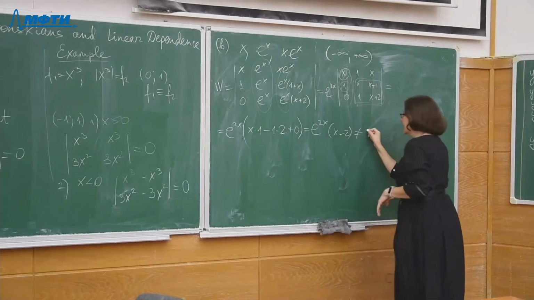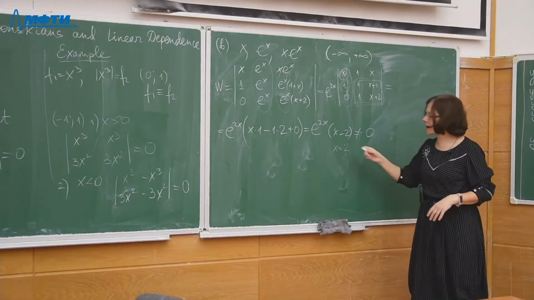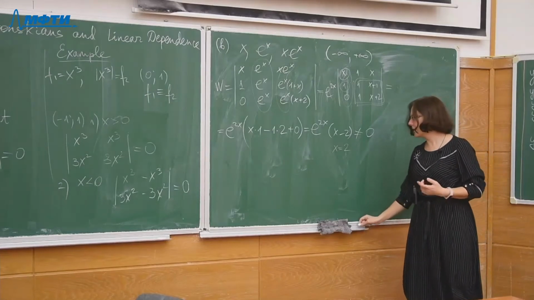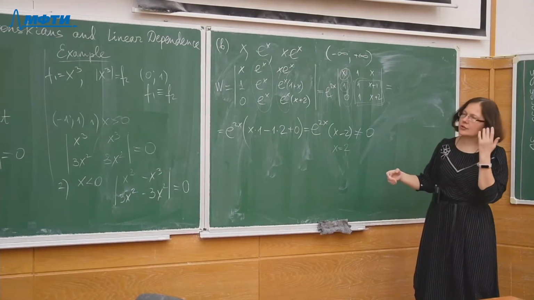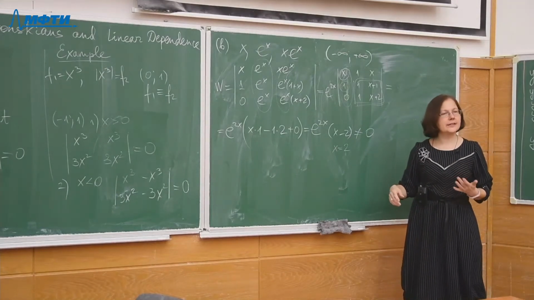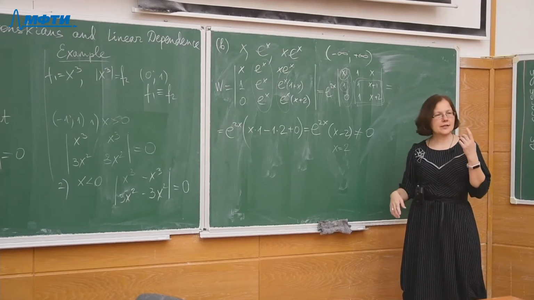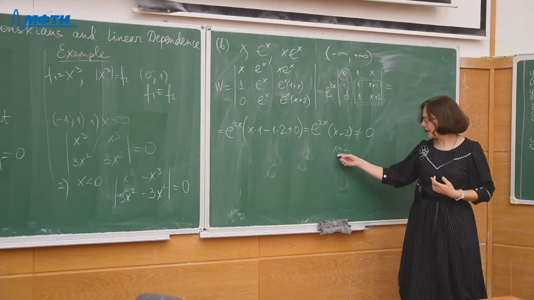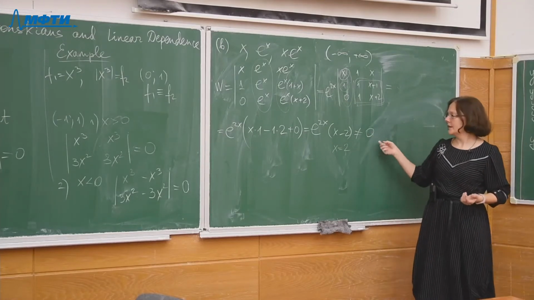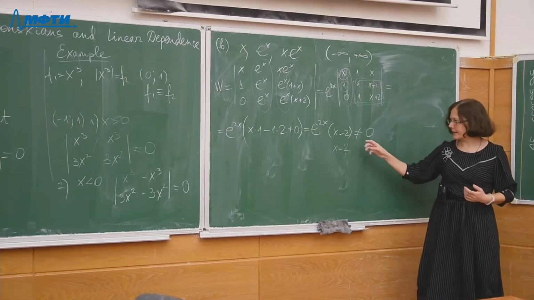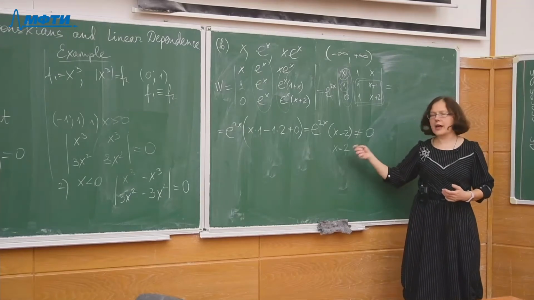It is not identically 0. So it is 0 at the point x equals 2, at just one point, but at the other points it is not 0. It is non-zero, and this proves that on the entire real line they are linearly independent. So functions may be linearly dependent at some point, at the point x equals 2, but generally they are linearly independent, because it is not identical to 0. They are 0 at just one point.